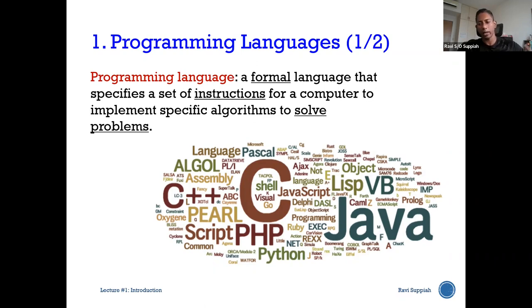When you talk about programming language, there are of course many, many different languages. And when you talk about programming language, we are basically giving instructions to a computer to solve a particular problem for us.